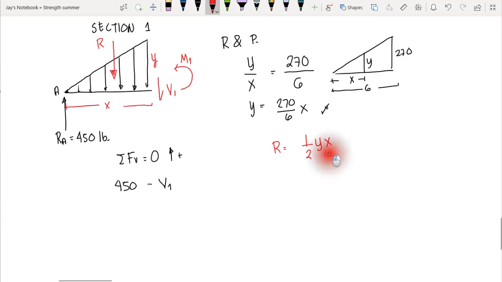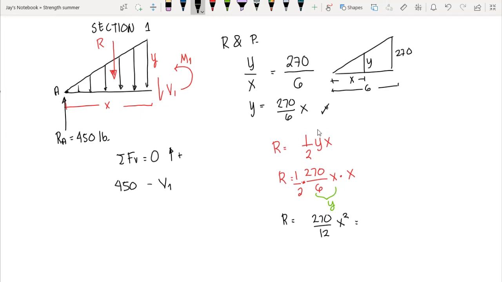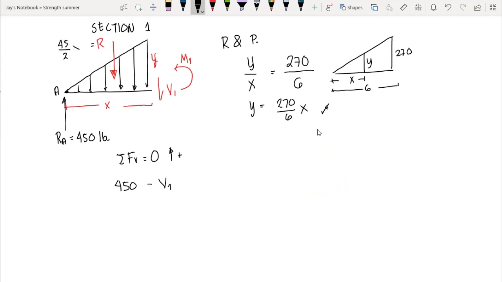Now we know that our y is 270 over 6 x. Take note, we still have 1/2. So 1/2 times 270 over 6x times the x, since this is y. Therefore, we have our resultant equal to 270 over 12 x squared, or we can simplify it as 45 over 2 x squared. So this is the resultant in terms of x.